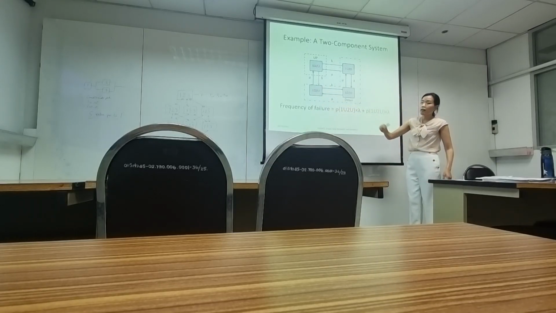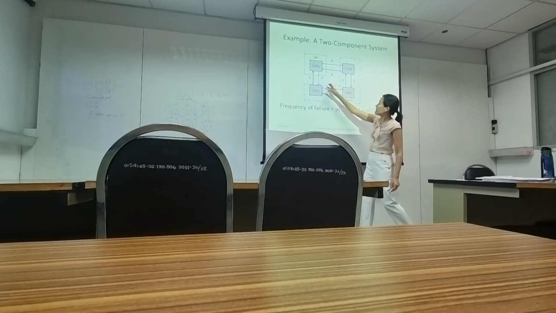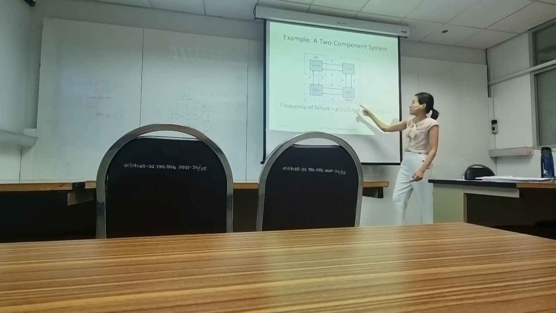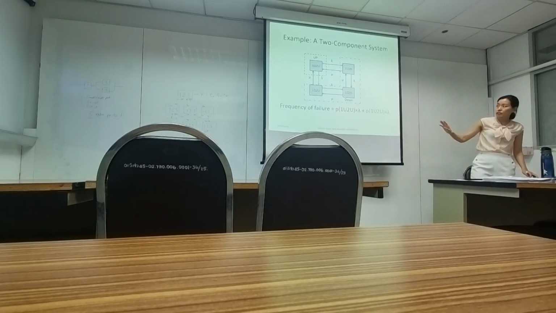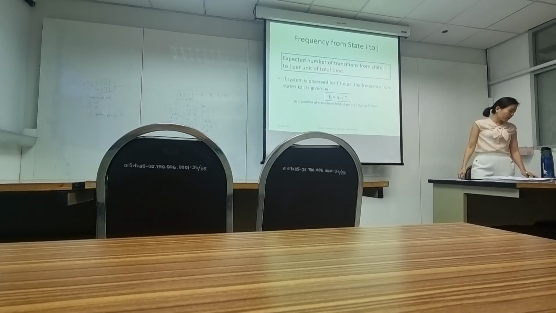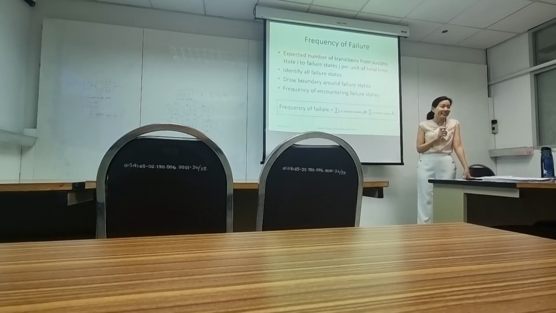So the frequency of failure will be equal to the probability here multiplied by the rate, lambda, and the probability of 1 up and 2 up here multiplied by this lambda, okay? So the same concept applies to that question as well. So this is a frequency from state I to state J. So the frequency of failure, if you have more than 1 state, you calculate the same thing. You draw the boundary and then you add them up. That will give you the frequency, okay?